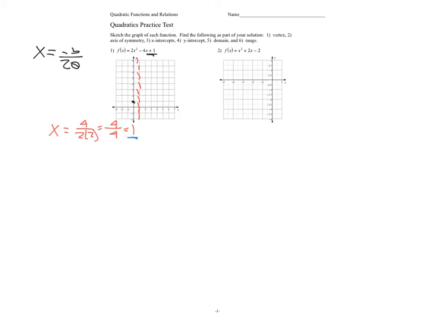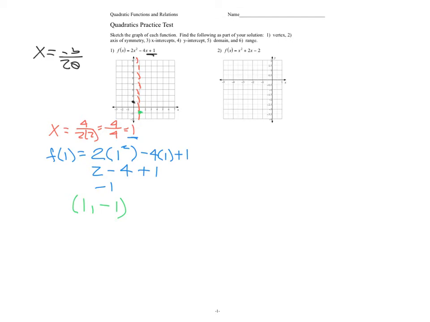So to find the vertex, I'm going to take this x value and plug it into our equation. So I'm going to plug in a 1 wherever my x is. So I have 2 times 1 squared minus 4 times 1 plus 1. So I'm going to do the 1 squared first. So that'll give me 1 times 2 is 2 minus 4 plus 1. So now I have 2 plus 1 is 3 minus 4. So I'm going to get negative 1. So that means that my vertex is 1, negative 1.